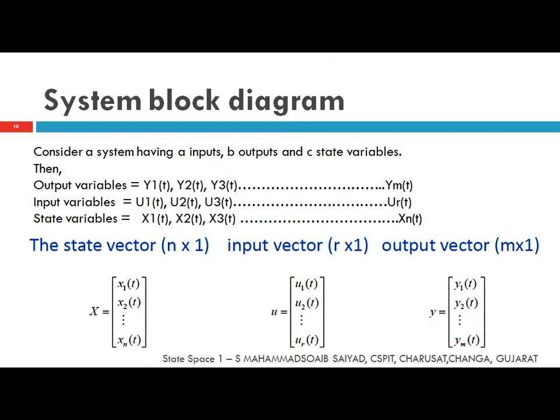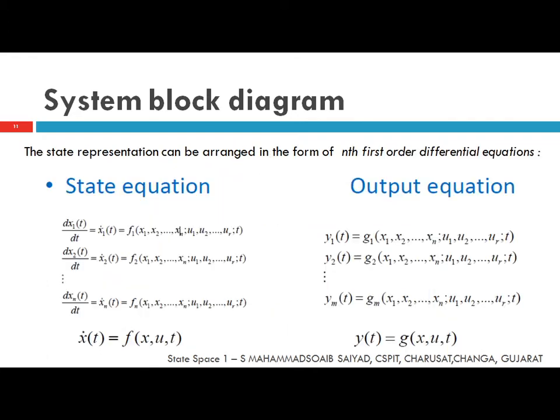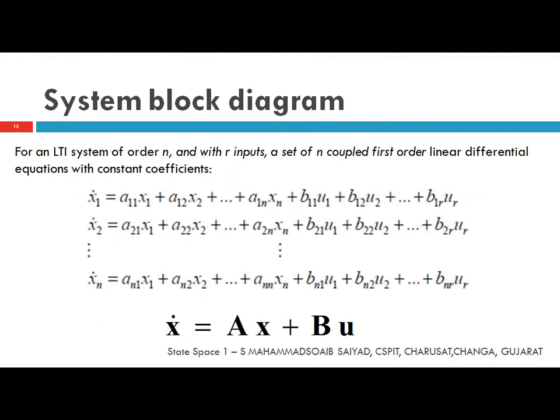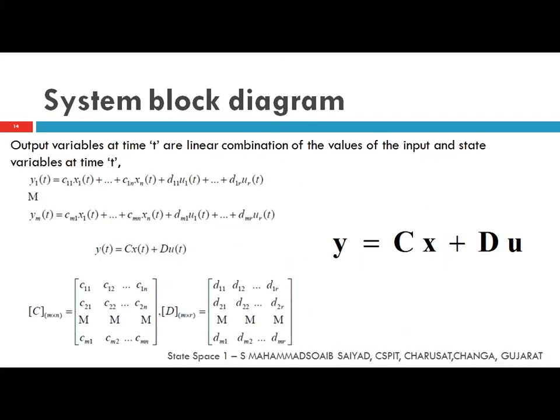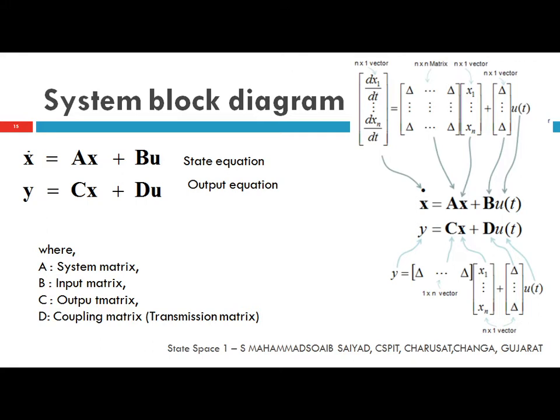We have defined some vectors also: state vector, input vector, output vector, and we have gone through the state equation as well as the output equation. So generally we have the final equation as x dot is equal to Ax plus Bu, that is the state equation, and the output equation is nothing but y is equal to Cx plus Du.